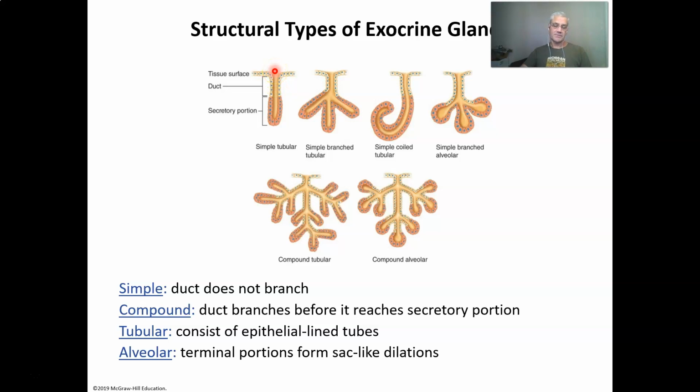So the product goes into the lumen, goes into a duct, and the duct goes to wherever it's going to go, to the tissue surface. If it's a sweat gland, it's in your epidermis. The sweat makes its way up to the surface of your skin. That's where the duct goes. Now you can have just one little area that's producing this product. You can have several branched areas that are producing that product. You can have a coiled, tubular type. Sweat glands tend to be this type of gland.